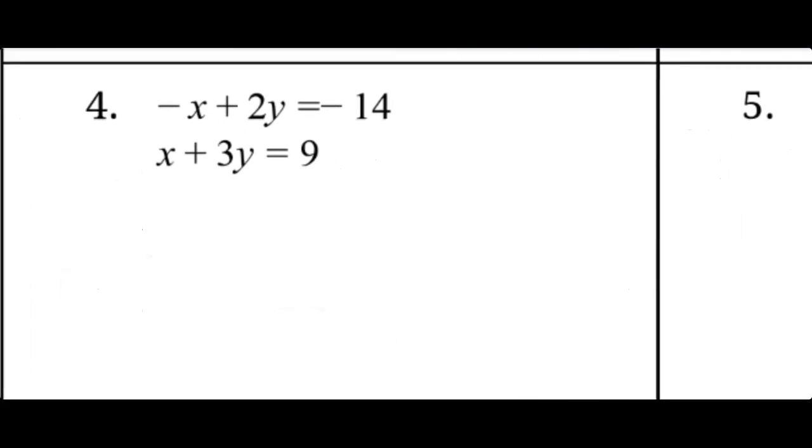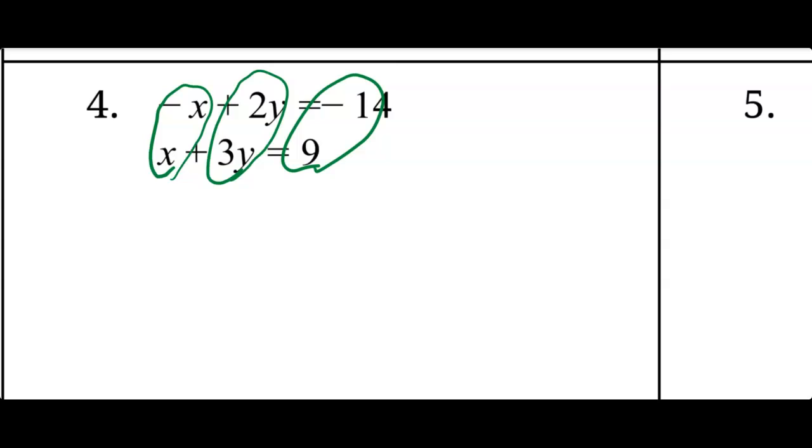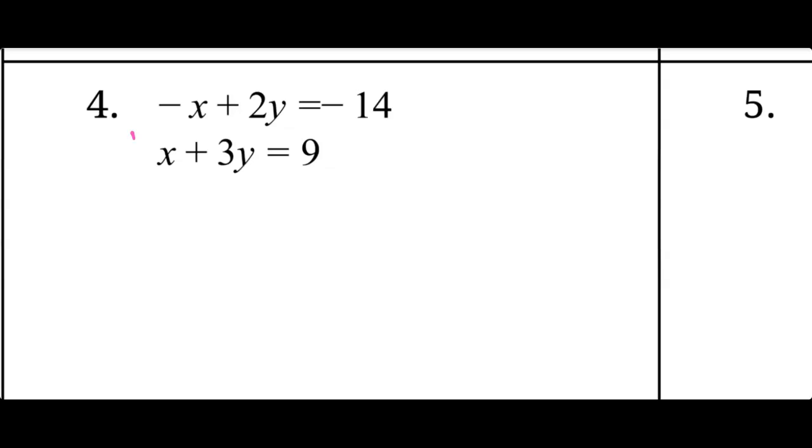So let's start down here at number 4. The first thing we want to do is make sure our x's are lined up, our y's are lined up, and our constants. So we see that we have x's stacked, y's stacked, and constants stacked. Since they're all stacked, I don't need to change that. And I just want to look at my coefficients. So I see that here I have a -1 and a +1, which is an opposite pair. Since that's an opposite pair, I don't need to do anything else. And it doesn't matter what the other ones are. When you have an opposite pair, you can go straight to adding your two equations.